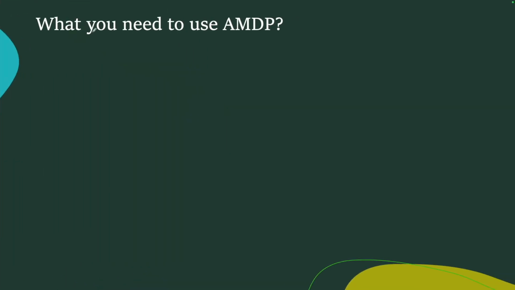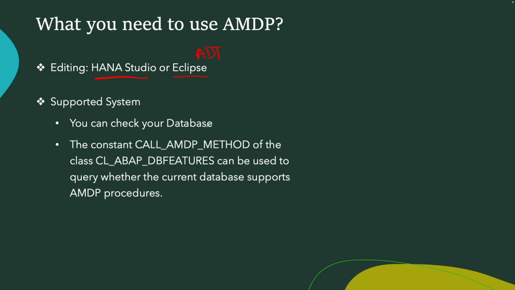Let's now see what you need to use AMDP. For editing and creating AMDP, you need HANA Studio or Eclipse. You can use the ADT plugin with Eclipse. And you need a supported system. You can check your database. As discussed, AMDP only works with a HANA database, so you need to make sure that you are on a HANA database system.